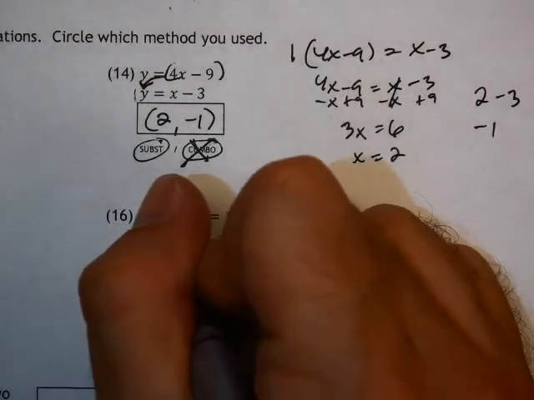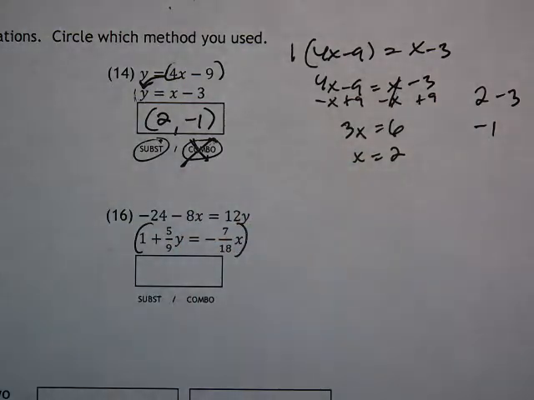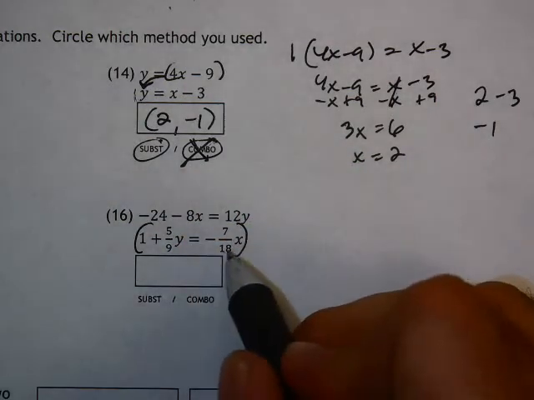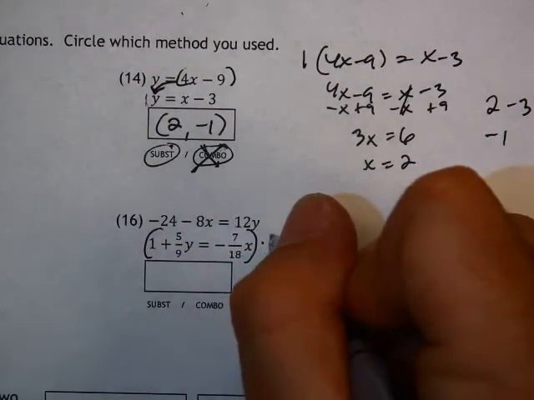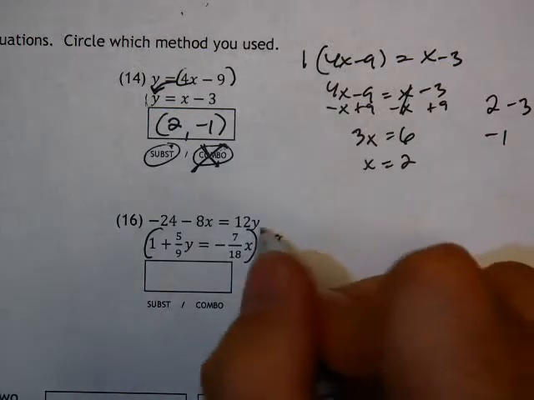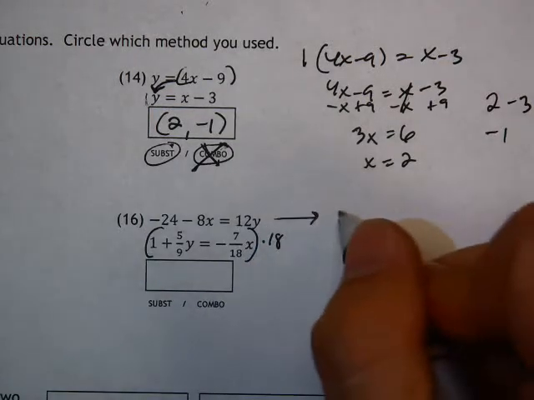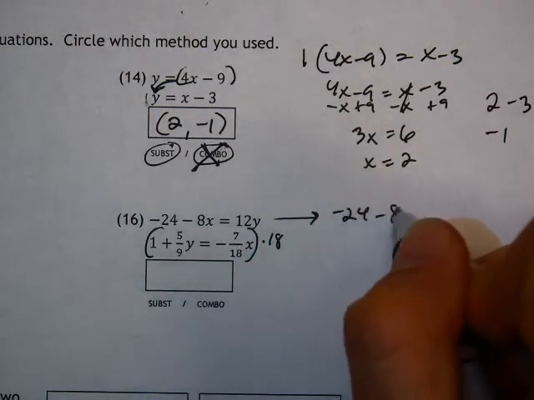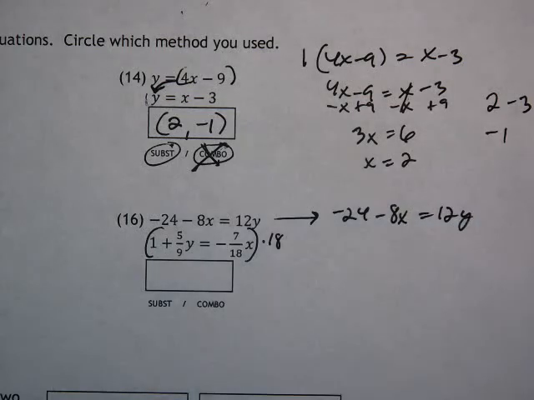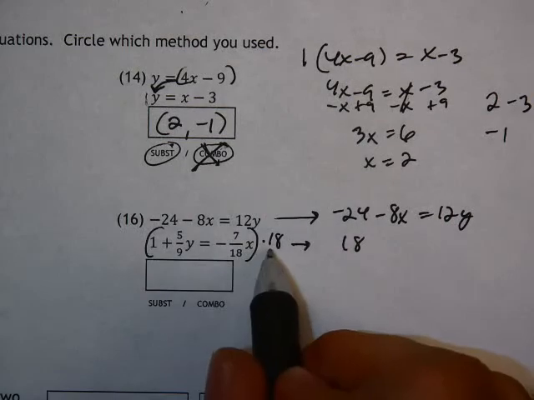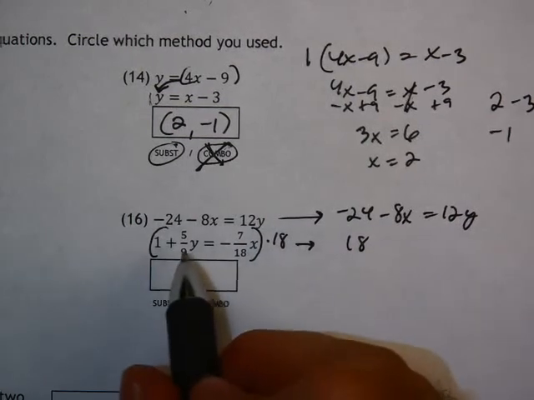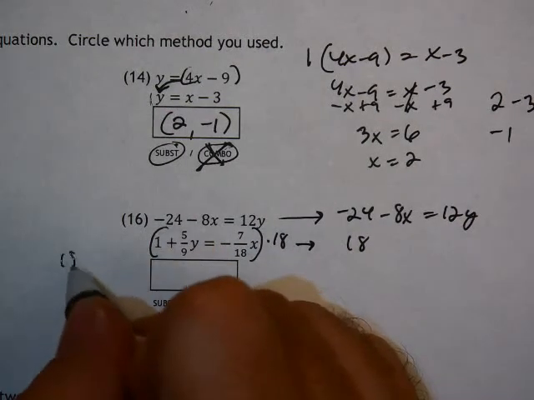So for this set, this second equation, my greatest common denominator is 18 because both 9 and 18 divide into 18. So what I'm going to do is multiply that whole line by 18. So this first equation isn't changing. That's still negative 24 minus 8x equals 12y. This becomes 18 from 1 times 18. Now when I multiply 18 times 5 over 9, that becomes 18 times 5 over 9.